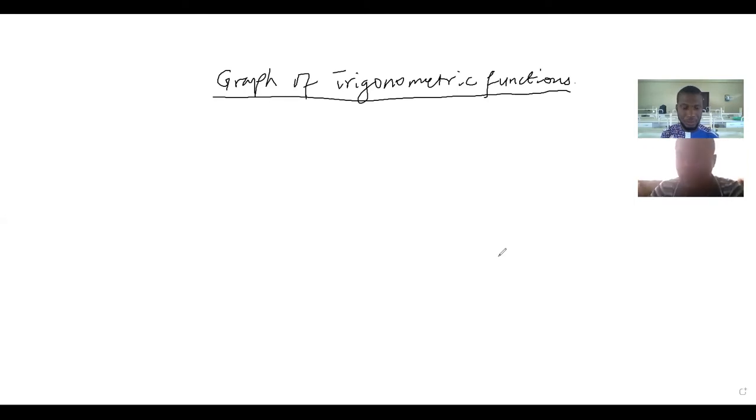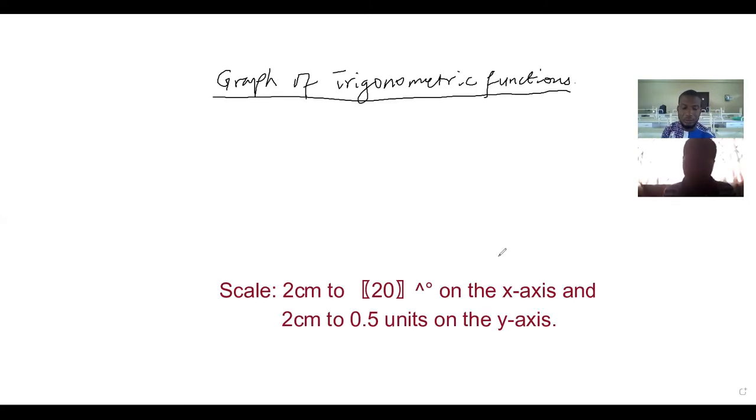Are you ready? Yes, sir. Okay, so we have question A and B. Question A: using a scale of 2 centimeters to 20 degrees on the x-axis, and 2 centimeters to 0.5 units on the y-axis.